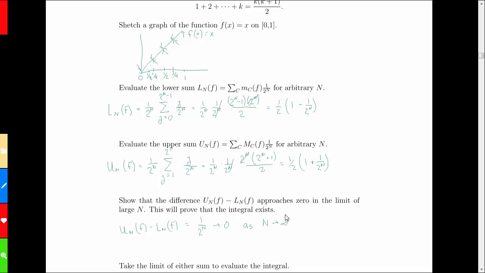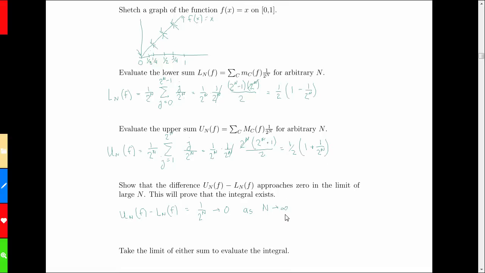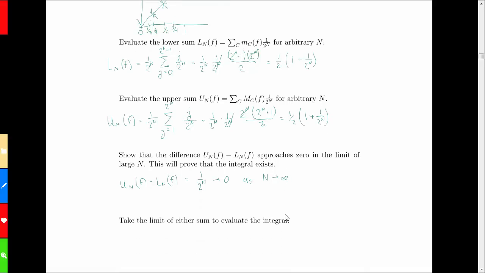That tells us, big surprise, the identity function is Riemann integrable on the interval from 0 to 1. What's the value of the integral? Well, since U sub n and L sub n have exactly the same limit, I can take the limit of either. Let's do it with the lower sum, taking the limit as n approaches infinity of L sub n.